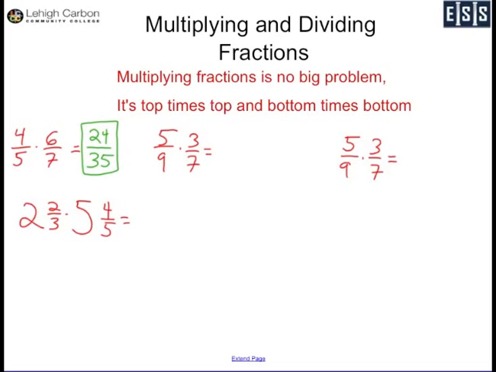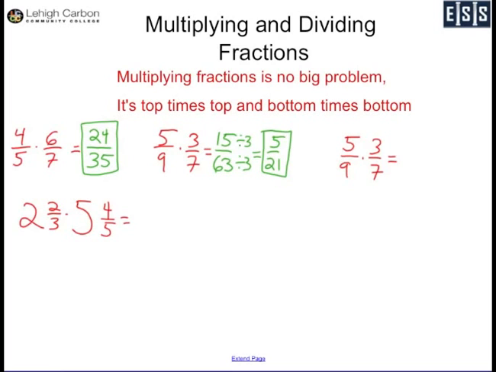Our second example is 5/9 times 3/7. So we do top times top. 5 times 3 is 15. Bottom times bottom. 9 times 7 is 63. With fractions, you always want to reduce if possible. In this case, both the top and bottom can be reduced by 3, which gets me a final answer of 5/21.